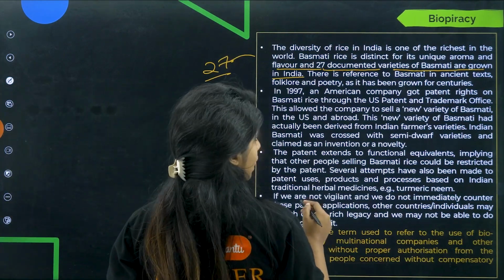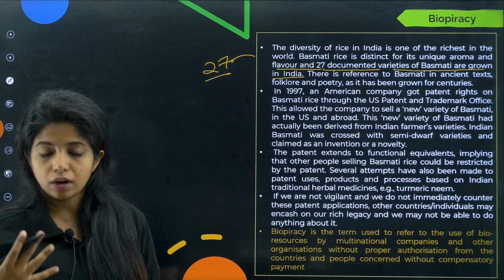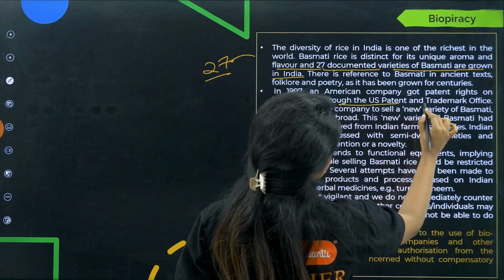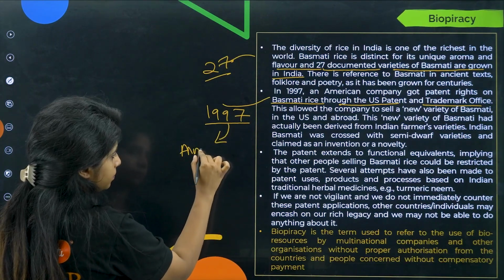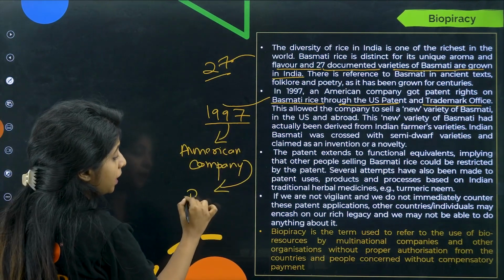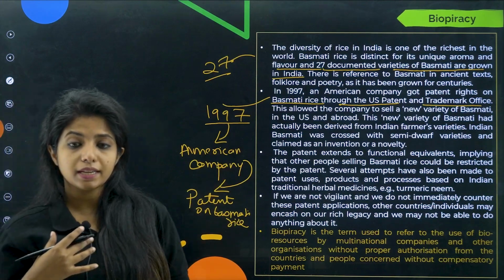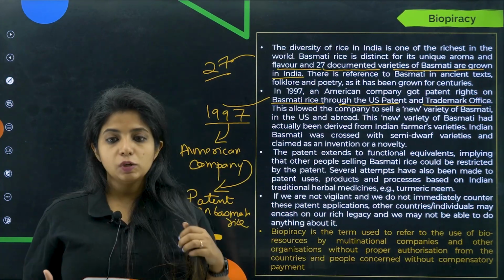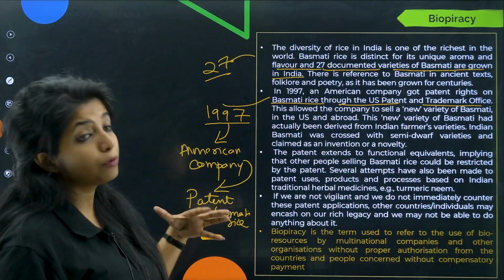Now, there is a reference to basmati in ancient texts, folklore and poetry, as it has been grown for centuries. Now in 1997, an American company got patent rights on basmati rice through the US Patent and Trademark Office. Okay, in 1997, an American company got a patent on basmati rice. What do you mean by patent? Basically it says that I have the right to produce this thing, no one else has the right. For example, you made something and you say I have the patent right for it, that means no one is allowed to use it any further or produce that thing without my permission.